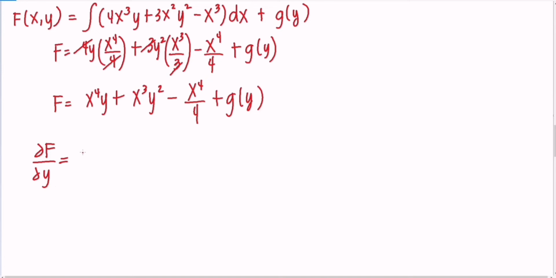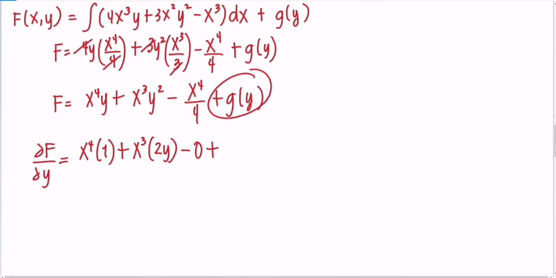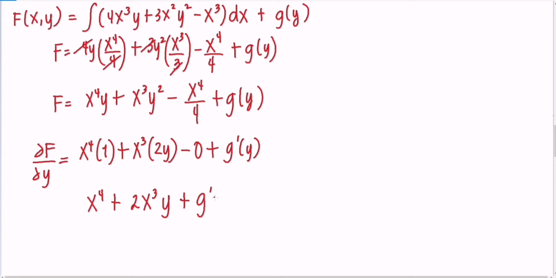So, si x, constant lang siya. So, ito si x, constant, copy lang. Derivative ng y is 1. Okay? Plus, constant si x cubed dahil x siya. And then, derivative ng y raised to 2 ay 2y. And then, minus, since ito, x lang, so ang derivative niyan ay 0. And then, pag dinerivative natin ito in terms of y, so g of y would be g prime of y. Ayan. So, ang magiging sagot natin is x raised to 4 plus, so this one is 2x cubed y, and then tanggalin na natin yung 0, plus g prime of y.